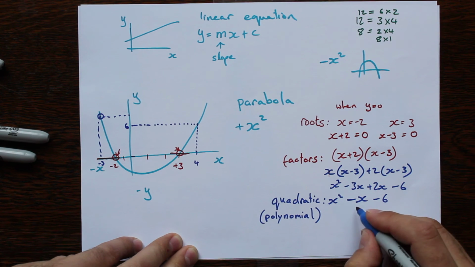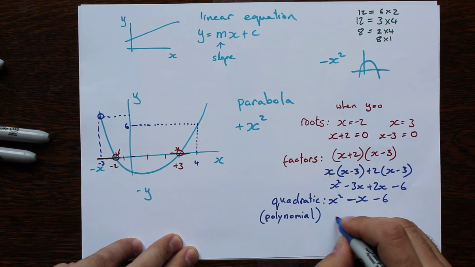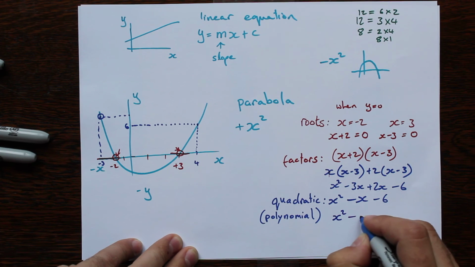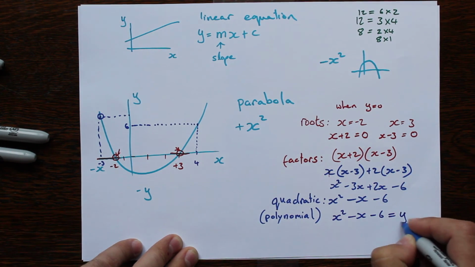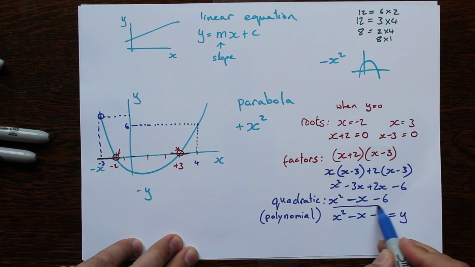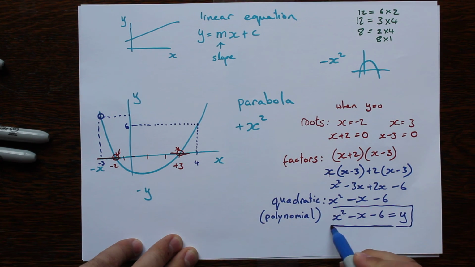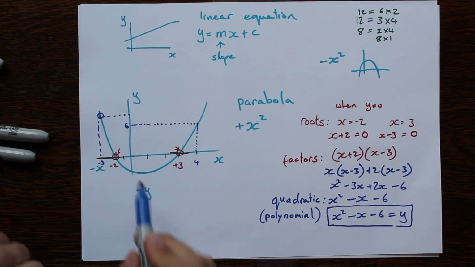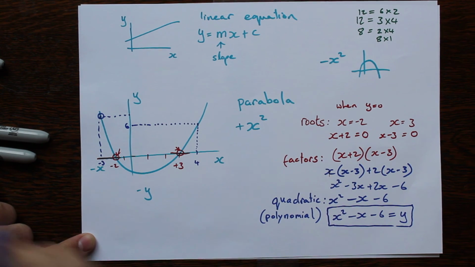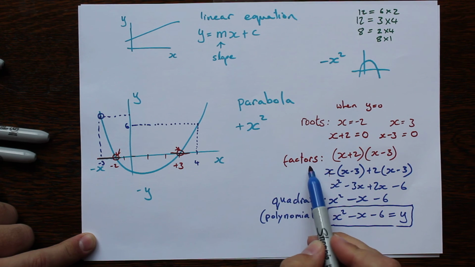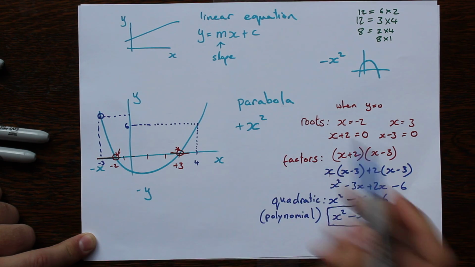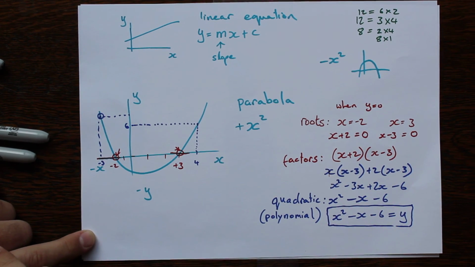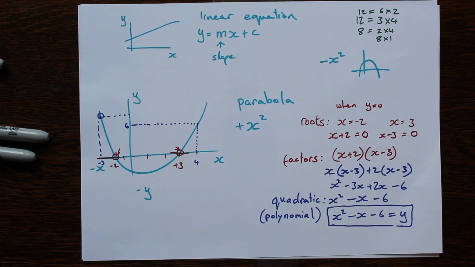So every x will give us a different y value. So we're going to rewrite this: x squared minus x minus 6 is equal to y. And that would be our quadratic equation. That's where it comes from. That's how they relate to the graph. So we've covered roots, factors, and this special type of equation that gives you a curve. The curve is called the parabola, and the equation itself, with the highest power being x squared, is called a quadratic.